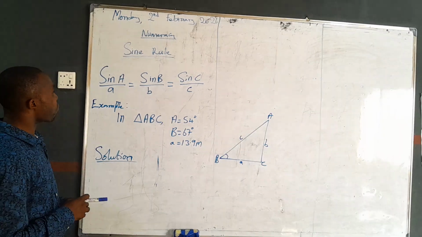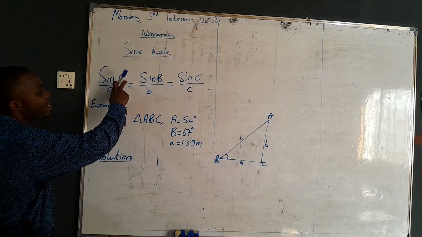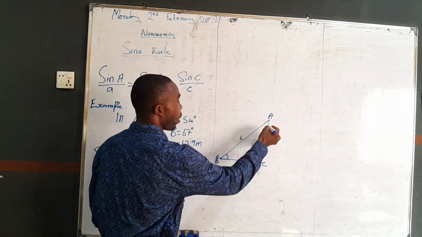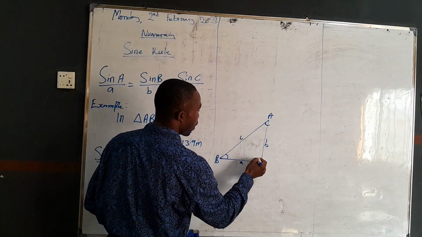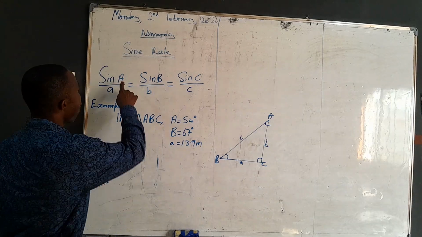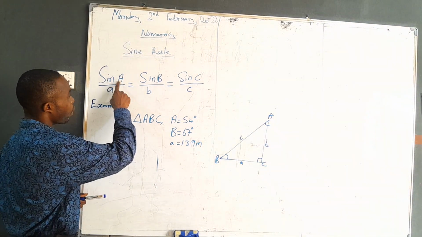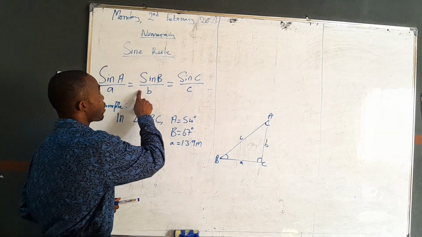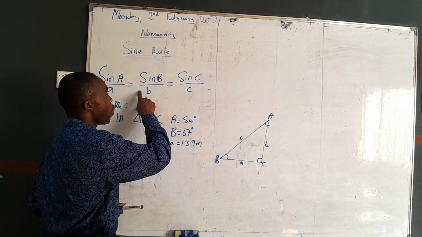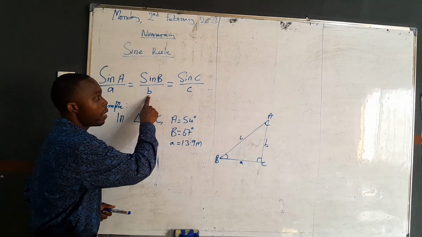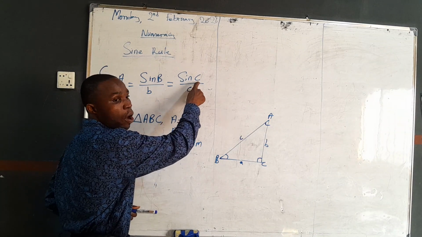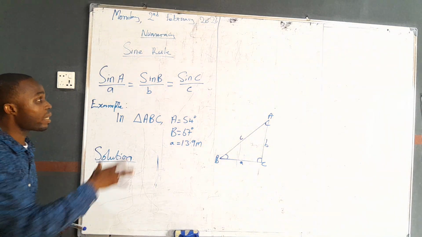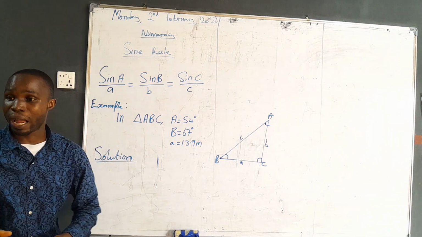So now we have that sine A, which is the sine of angle A, say this is angle A, this angle B, and this is angle C. So the sine of angle A all over side a is equal to the sine of angle B all over side b. It's also equal to the sine of angle C all over side c. So this is the sine formula as we derived it in our last class.